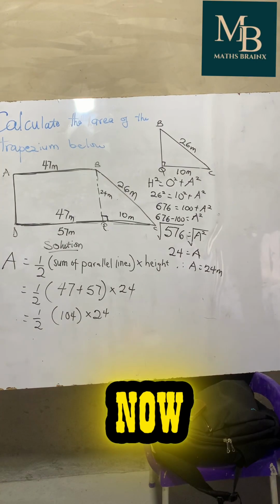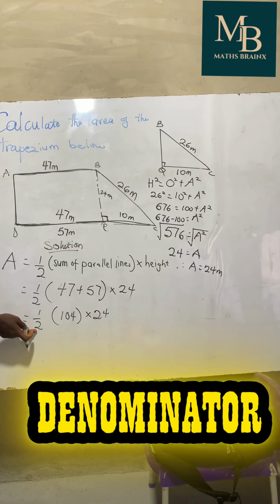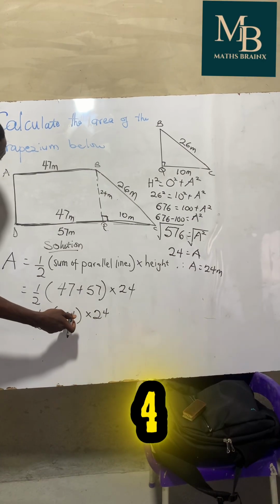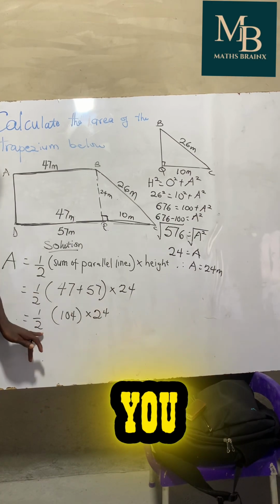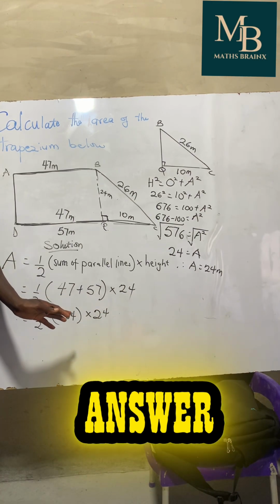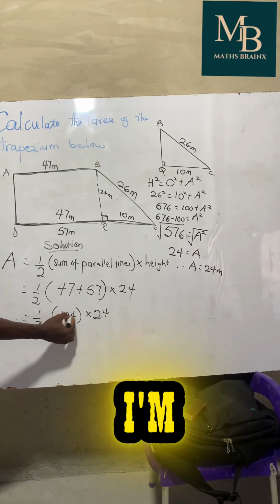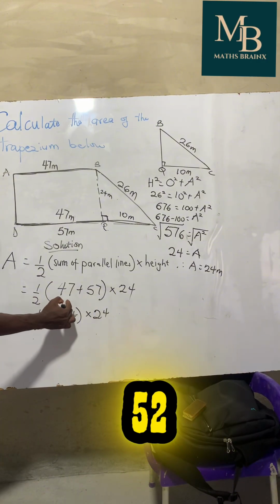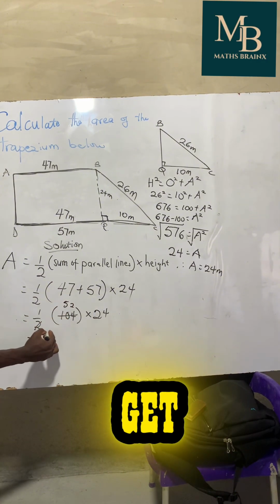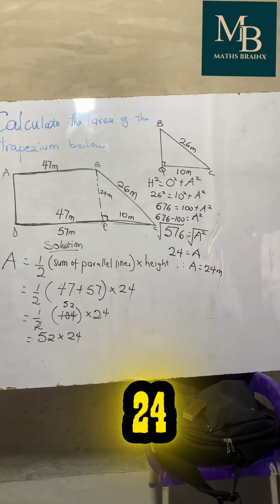Alright, now because 2 is a denominator, you can divide either 104 or 24 by 2. Any of them that you divide by 2 will still give the same answer. I'm going to divide 104 by 2. 104 divided by 2 is equal to 52. So we now get 52 times 24.